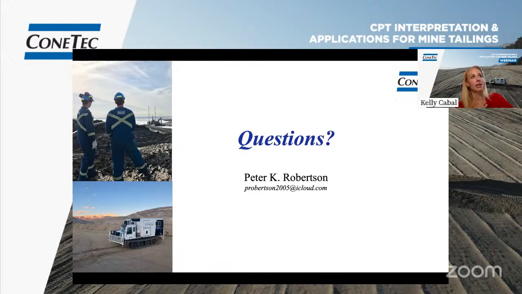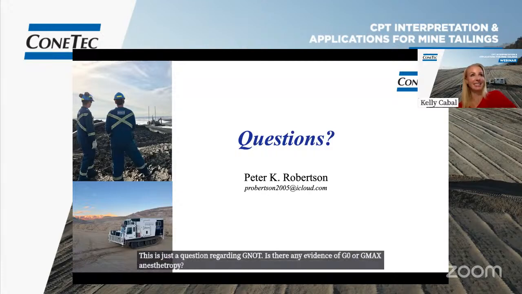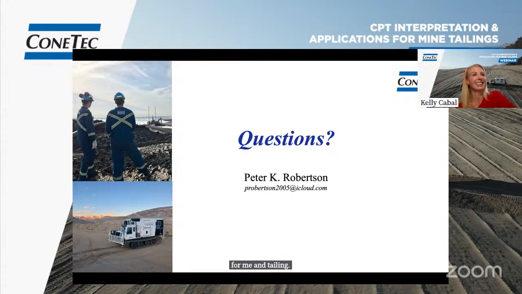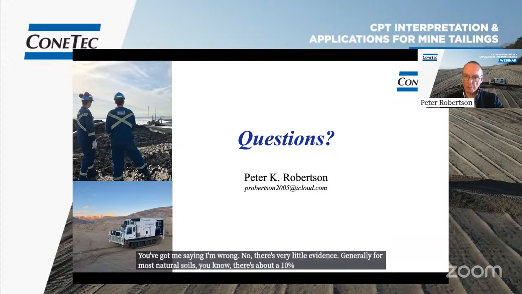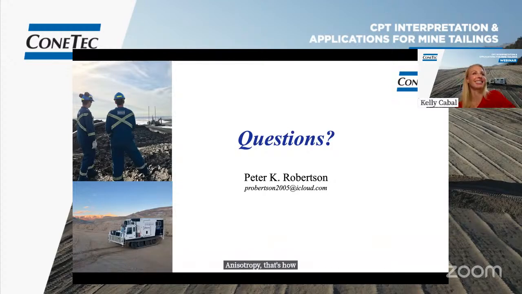This is just a question regarding G naught. Is there any evidence of G naught or G max anisotropy in tailings? Yeah, no, there's very little evidence. Generally, for most natural soils, there's about a 10% anisotropy, which is relatively small.